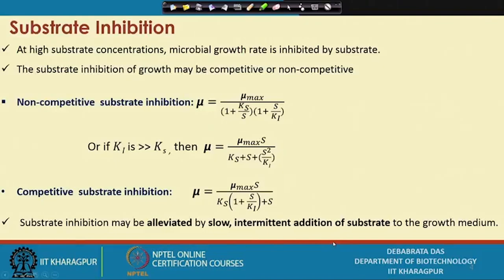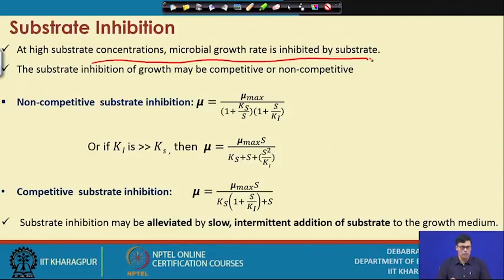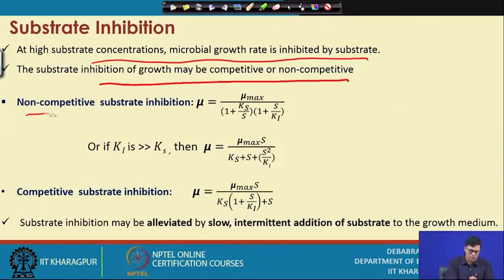Now first let me discuss substrate inhibition. At high substrate concentration, microbial growth is inhibited by the substrate, because this is normal. We have seen it in our own case also. We human beings, when we start taking food, take excess of food, and our system also gets affected. Similar things happen with the microbial system also. This inhibition may be of two types: one is called non-competitive inhibition, and the other is competitive inhibition. We have already seen what is meant by competitive and non-competitive inhibition.